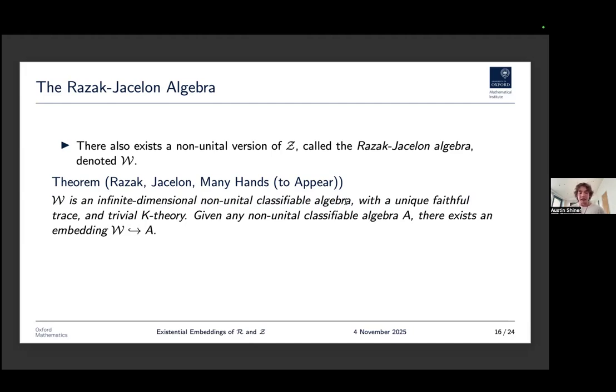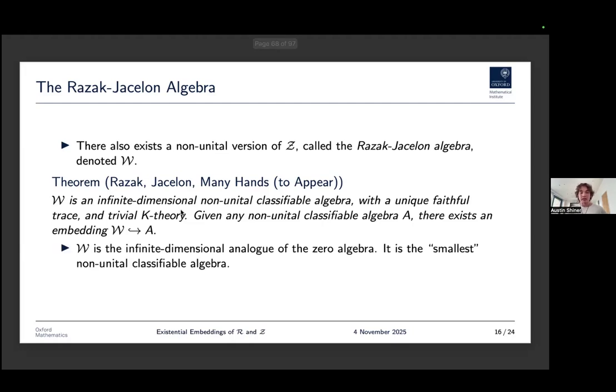By non-unital classifiable algebra, I'm being a bit vague. Just think of them as the non-unital analogs of classifiable algebras. Importantly, given any non-unital classifiable algebra A, we can always find an embedding of W into A. So, in some sense, W is the infinite dimensional analog of the zero algebra. It's the smallest non-unital classifiable algebra. Just as the zero algebra embeds into anything, W embeds into any non-unital classifiable algebra. But there's also a sense, which I'm not going to delve into too much, in which W is maximal in some sense. If you know what the Cuntz algebra O2 is, this is a stably finite analog of O2 as well.